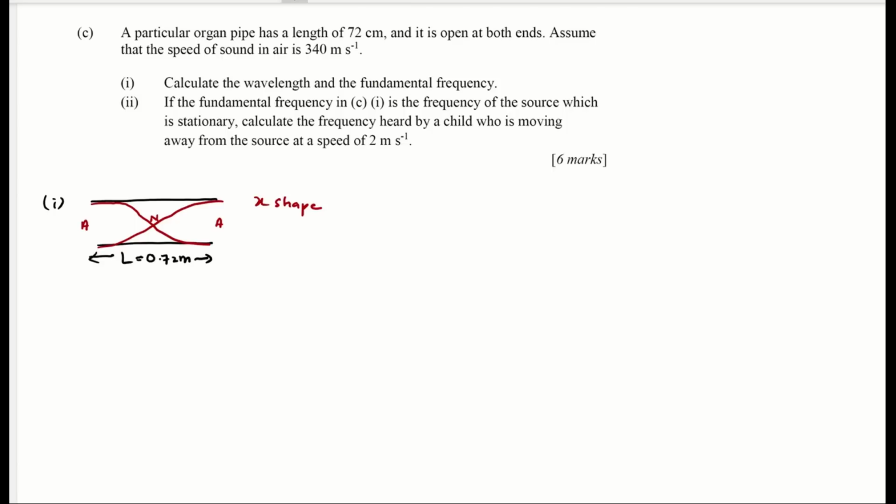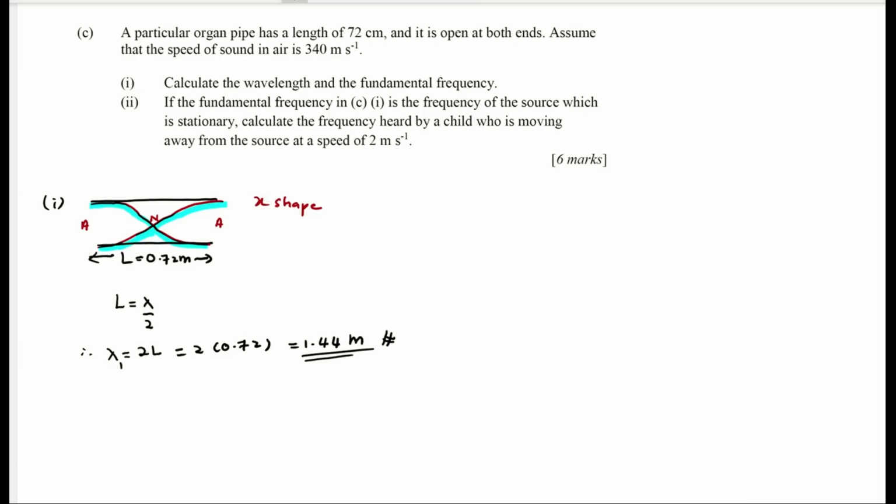So that means we can find the wavelength, but you must know this pattern. So this is half lambda. So this is equal to half lambda. Now we can write L is equal to half lambda. Therefore, lambda is equal to 2L. So the wavelength for the fundamental frequency, lambda 1, is equal to 2 times 0.72, and it is equal to 1.44 meter. So this is the answer.